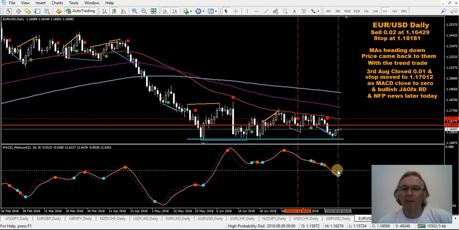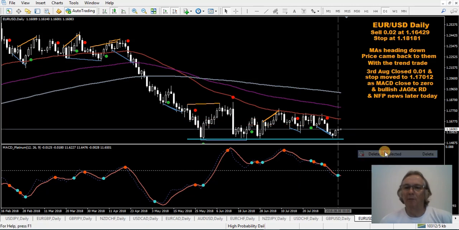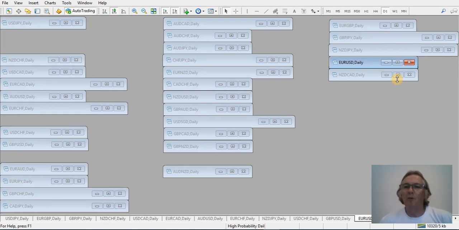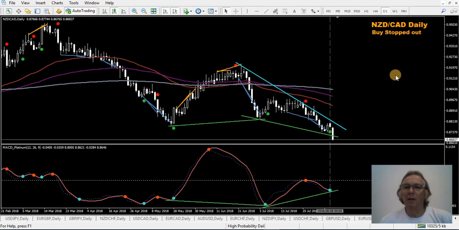Heading up, blue dot in the MACD platinum. I'm just not going to muck around with this trade, it's just meandering. So I've closed the remaining half of my sell for an overall small profit on the Euro USD, so I can get rid of that. And we're just going to wait now for whatever happens next. And that's it for the trading, but there's one more I want to mention.